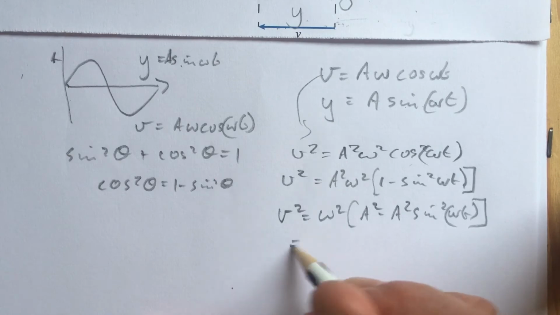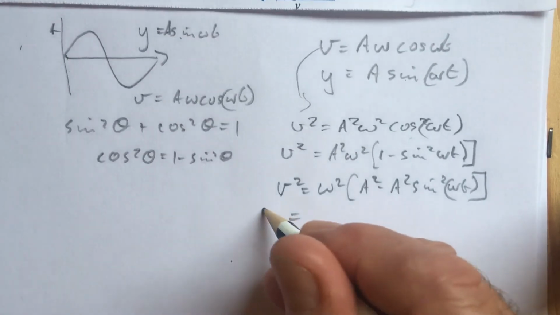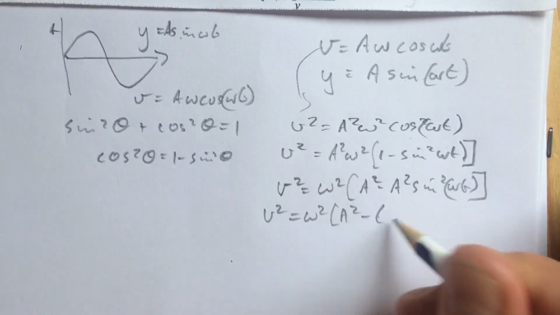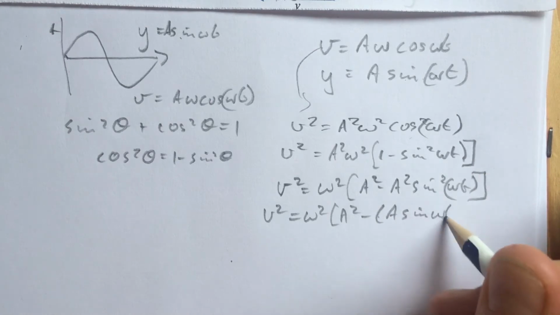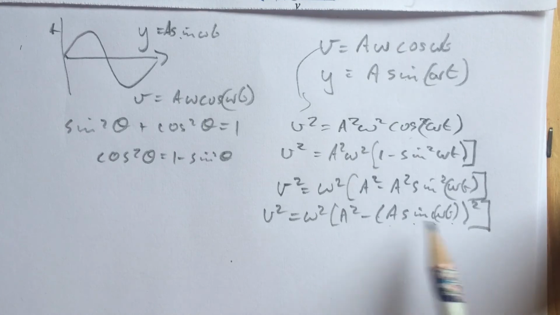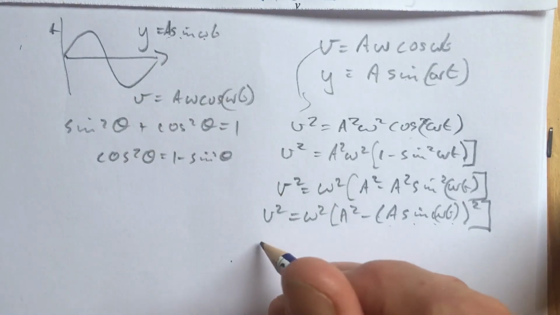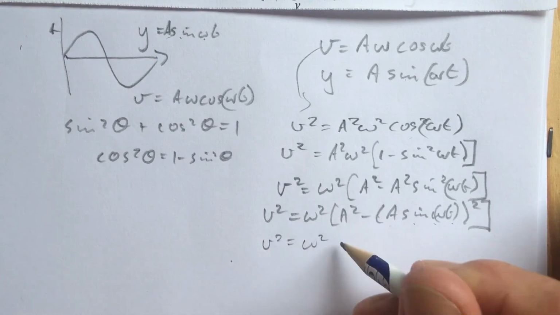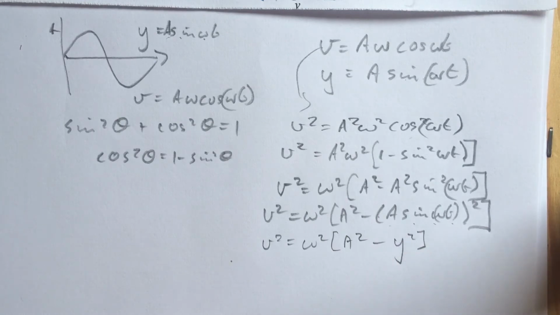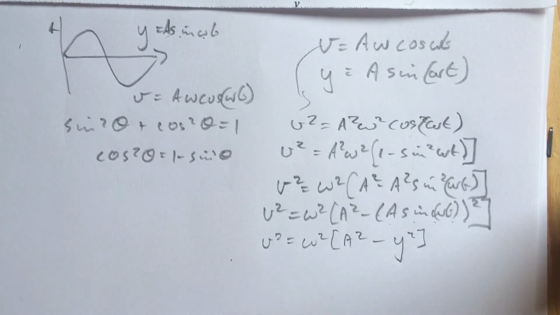Just to make it completely obvious, I'm going to rewrite that again. v squared equals omega squared times a squared minus a sine omega t all squared. Hang on, a sine omega t, that's what y is. So we've got v squared equals omega squared times a squared minus y squared. Now isn't that easier? We've been able to use that trig identity to put the y displacement in instead of a time-dependent function. We will come back to that equation in just a moment.